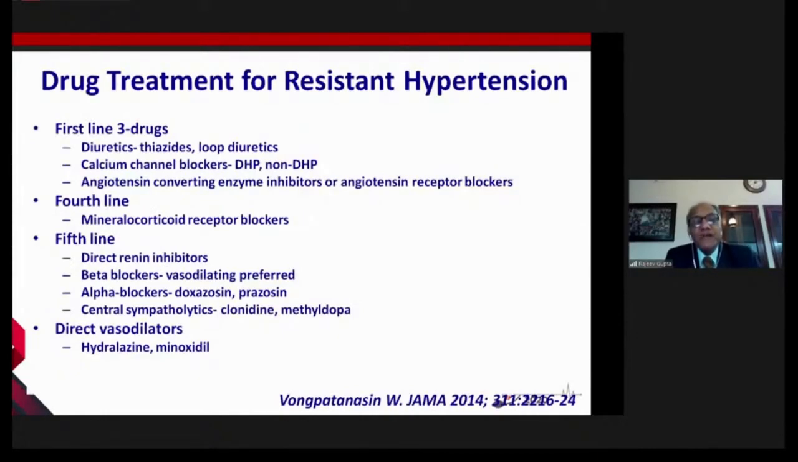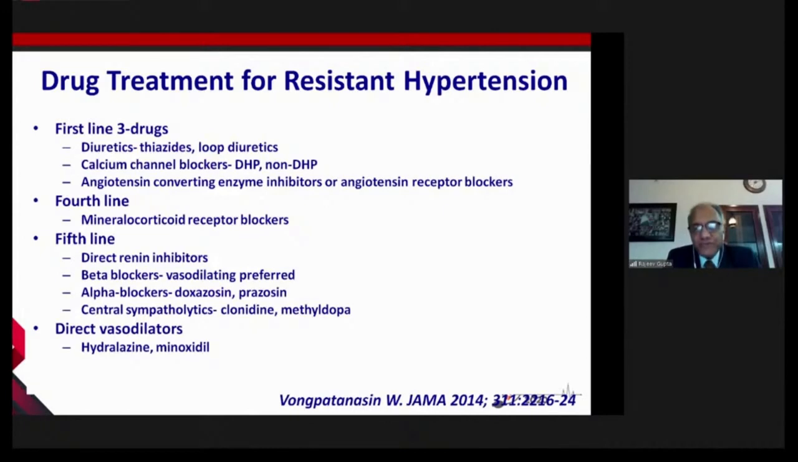We all know the first line drugs are 3: diuretics, preferably non-thiazides, or if in a severe patient of resistant hypertension, we can also give loop diuretics. We have long-acting calcium channel blockers, and we have ACE inhibitors and ARBs. The fourth line drug, which I think is now coming up as it should gradually be assimilated into the first line drugs, is the mineralocorticoid receptor blockers, which are important.